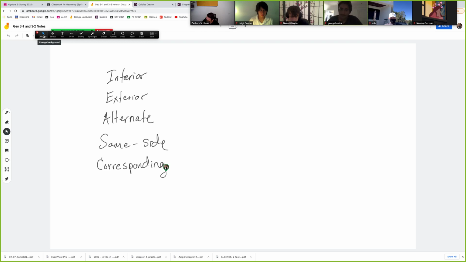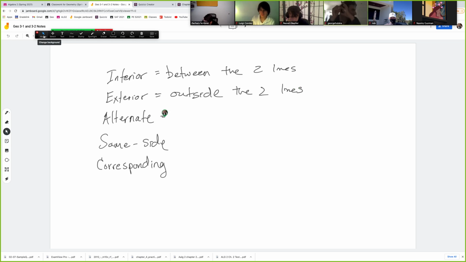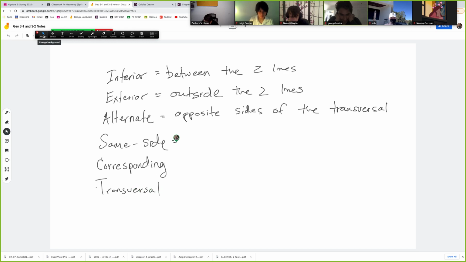Okay? So interior would be between the 2 lines. Exterior would be outside the 2 lines. Alternate would be on opposite sides of the transversal. Okay, you should know also, same side is the same side of the transversal.